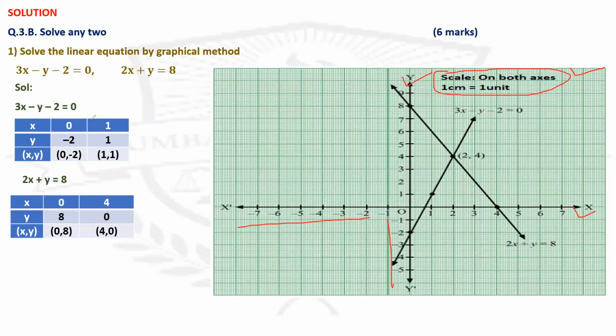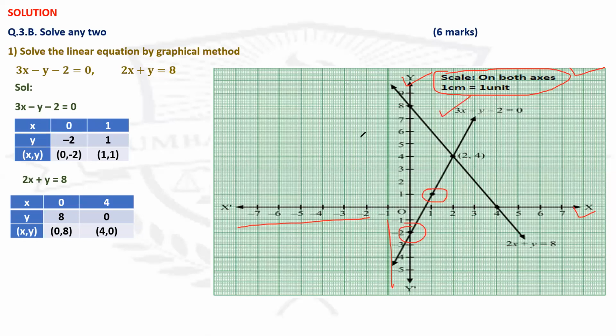Now next is plot the point 0 and -2. So 0 is x, y is -2. Check, your first point you'll get here, 0, -2. Next is 1 and 1. So 1 and 1 you're going to get here. Draw the line. On top of the line, write the equation so that you understand which line represents which equation.